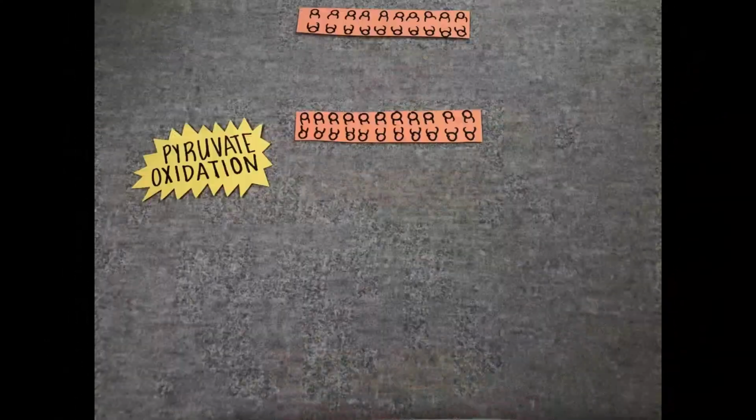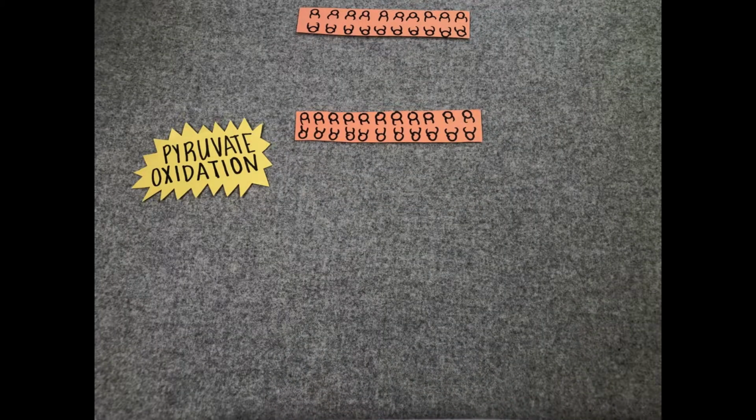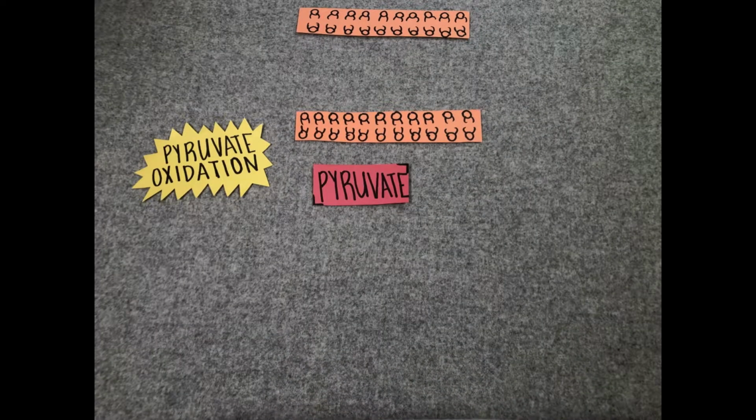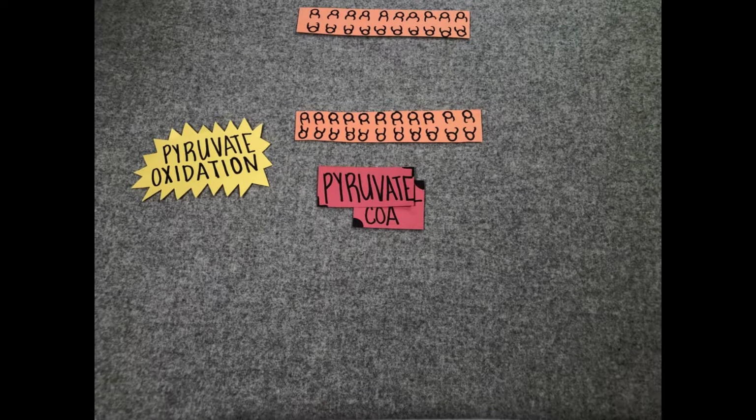The second step is pyruvate oxidation. Once the pyruvate is in the cytoplasm of the mitochondria, it has to start breaking down in order to be able to give us energy.